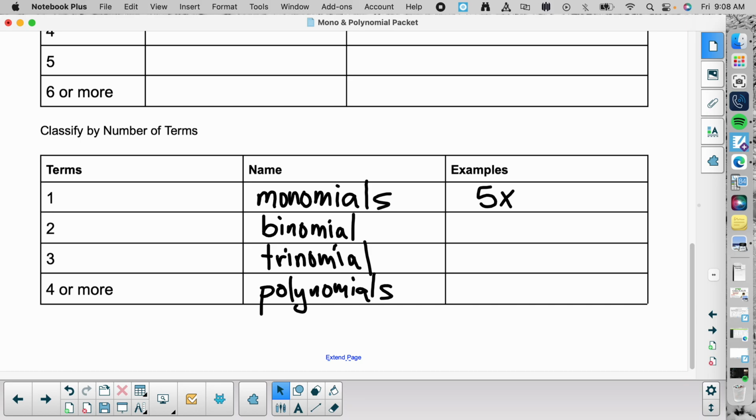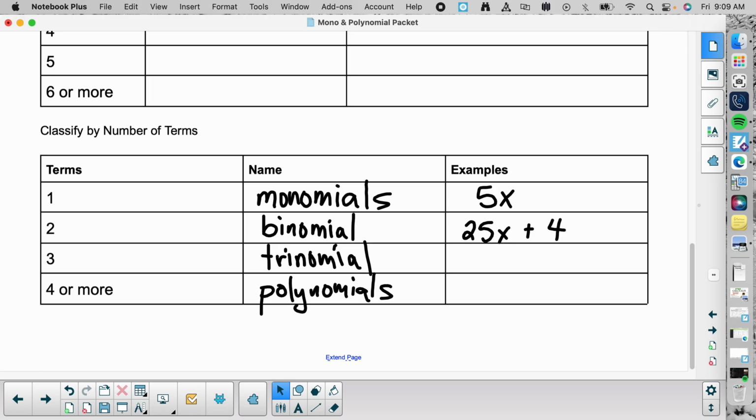Can somebody give me an example of binomial without me writing it? I actually did give this example out loud, just that way. No, that's not a bad thought. 25x is still just a single term. Okay, I'll write an example down. 25x plus 4. Okay, that's 2 terms.